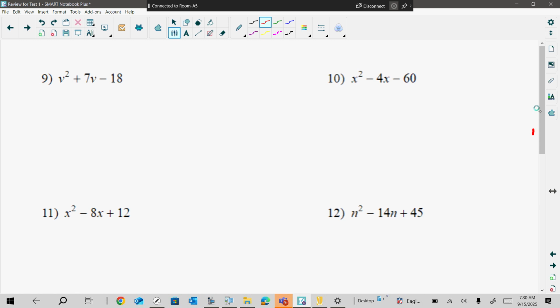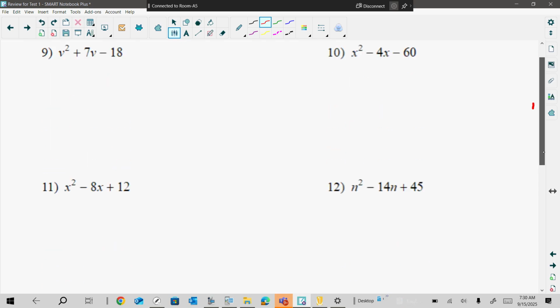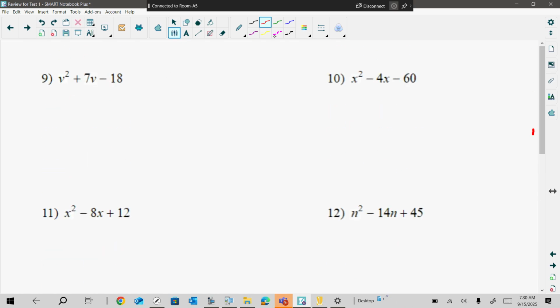So if you go to the next page, again, these are basic types because there's no coefficient. There's no number in the first term. It's an invisible one. So these are still basic types here. So if I do my X puzzle, I should have a negative 18 on the top and a positive 7 at the bottom. Anytime the C is negative, the top number is negative, the factors have to be a positive and a negative.